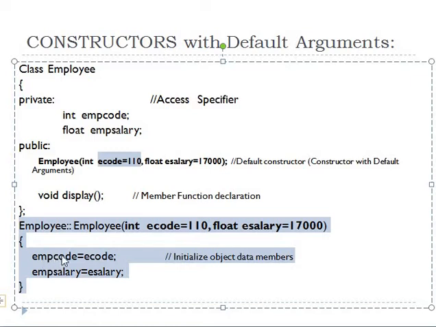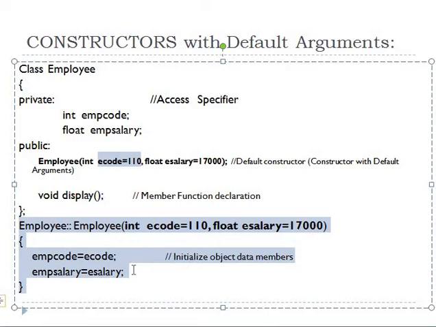As a result, the data member emp code will now hold the value 200 that is coming out of eCode, and then the data member emp salary will hold the value 17,000 that is coming out of eSalary. So as of now we have the data member emp code holding the value 200, as 200 has replaced the value 110 for eCode, and then we have the data member emp salary holding the value 17,000 that is coming out of this parameter eSalary.